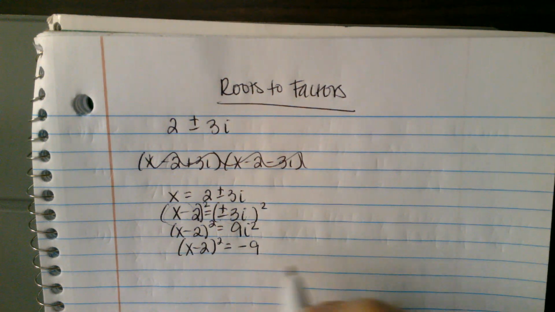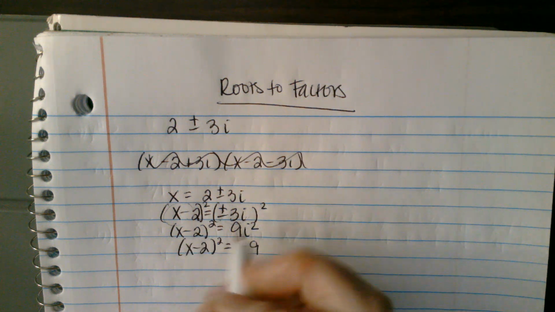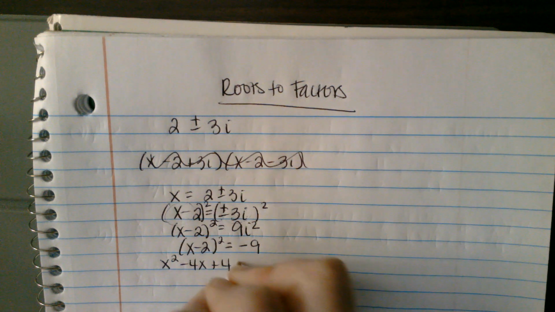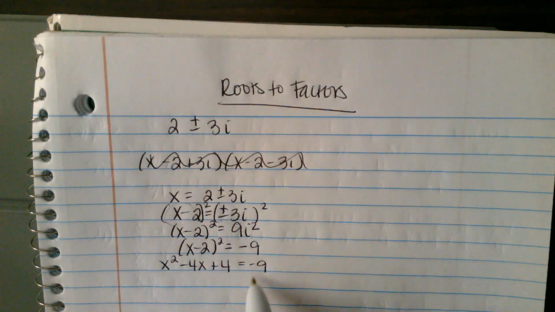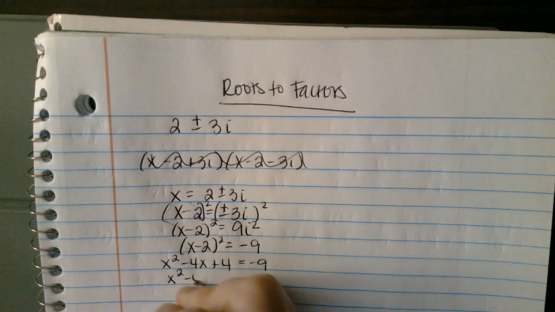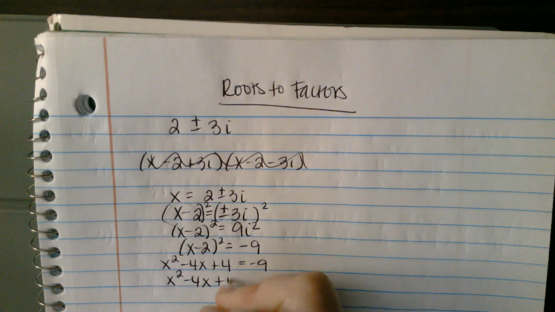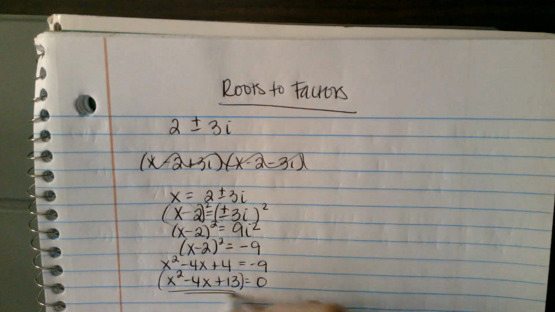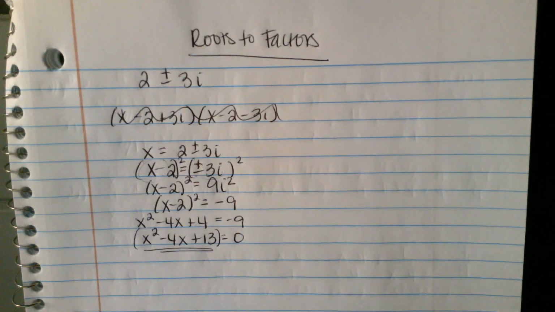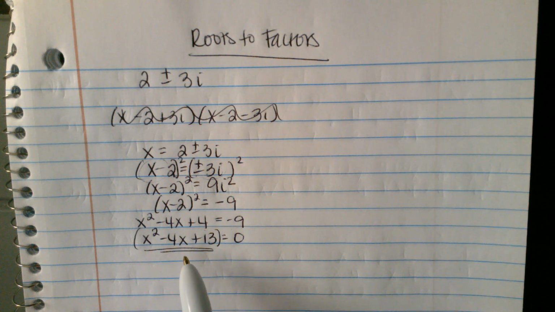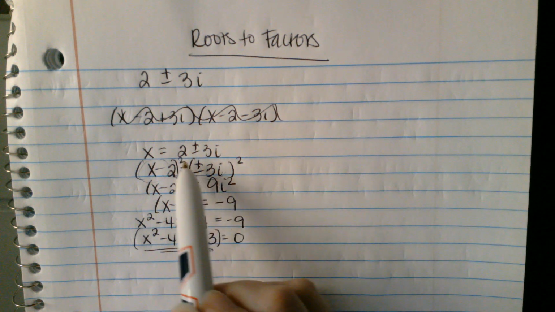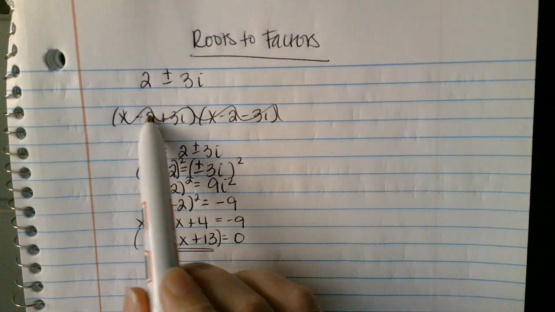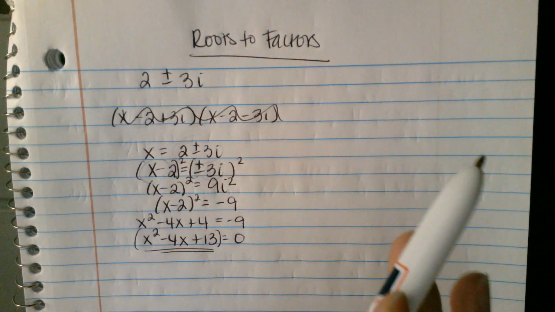And then if I actually square this out, I have x squared minus 4x plus 4 equal to negative 9. So now I can add 9 to both sides, and I get plus 13 equals 0. So now this is my factor. And you can always check it: put this back into the quadratic formula and your answer should end up being 2 plus 3i. So that's a way to do it without having to do this weird little thing here.